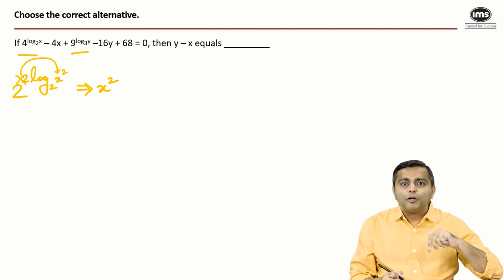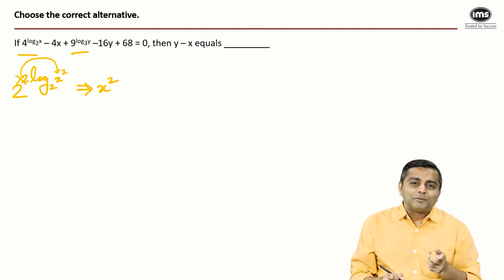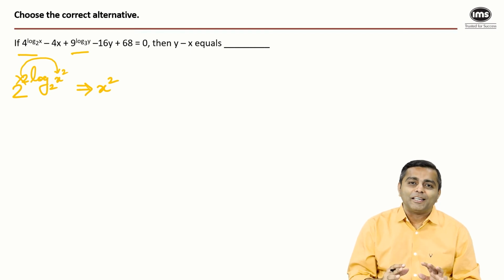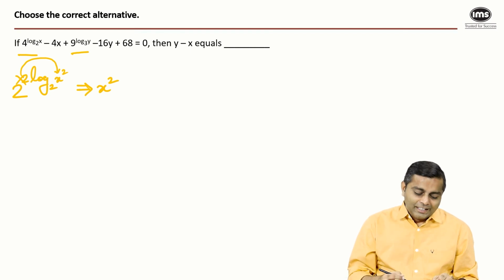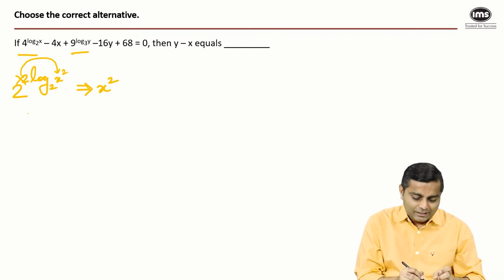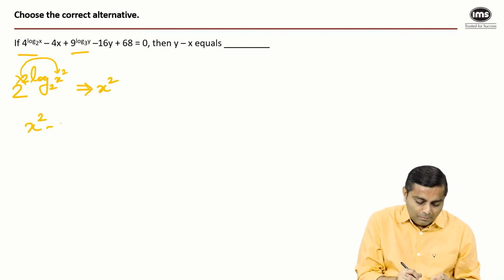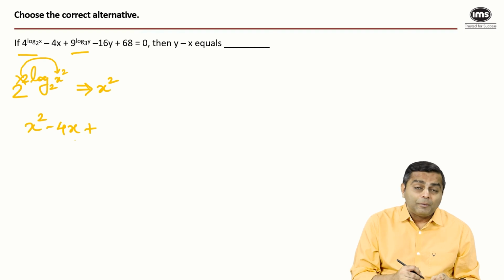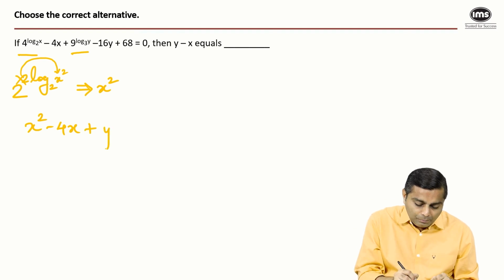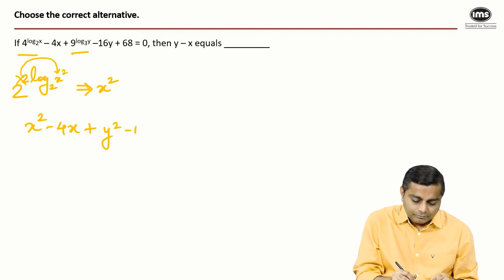If you don't know this, you really need to go back to your logarithm chapters and do the property as well, because it's a straightforward application of the property. Great. So the first term can be thought of as nothing but a simple x square minus 4x plus, you should get the drift by now. The third term is going to be a simple y square minus 16y plus 68 is equal to 0.